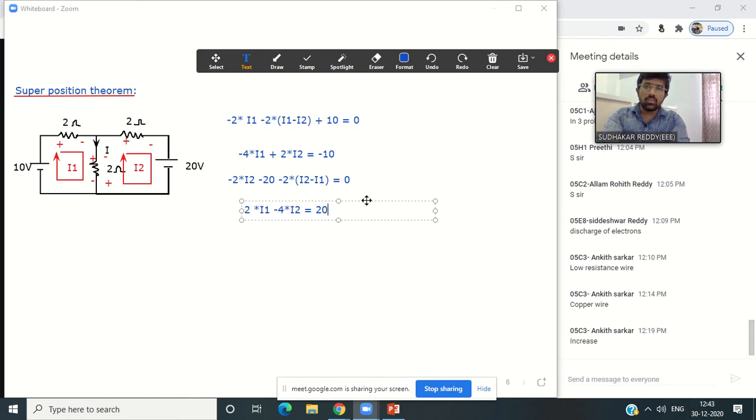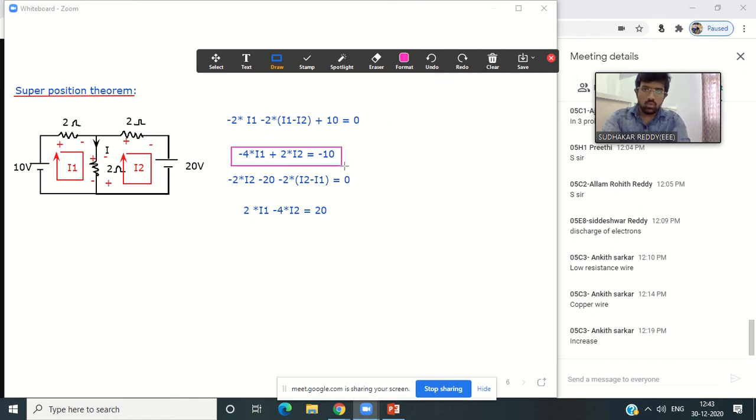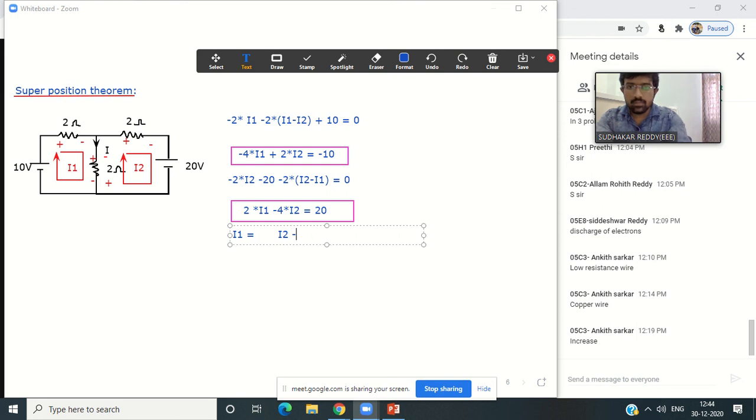Simply we got two equations. Now with the two unknowns, use your calculators and tell me the answers. What is the answer for I1? I will ask any students. Use your calculator app and tell me the value of I1. So I1 equals how much? And I2 equals how much?